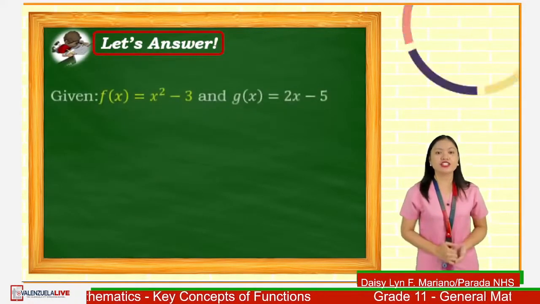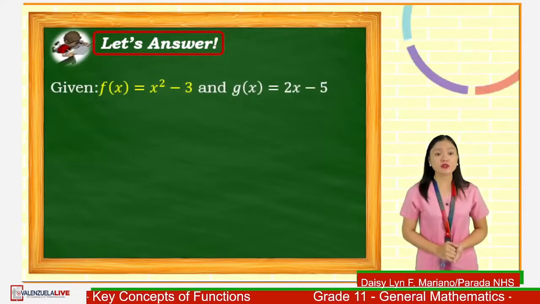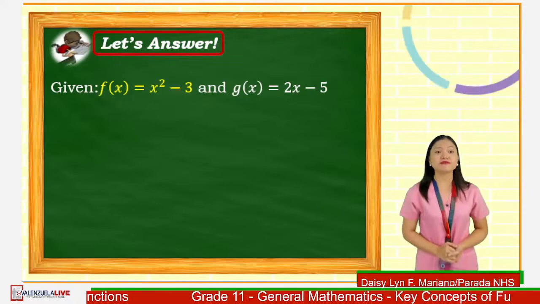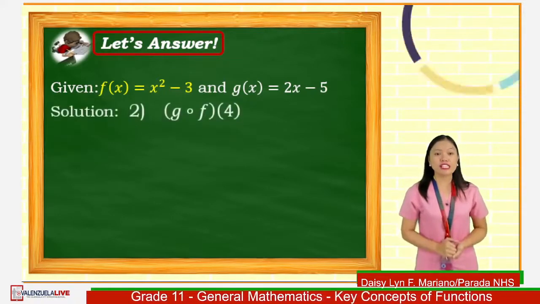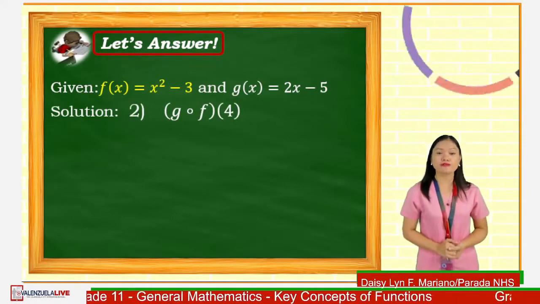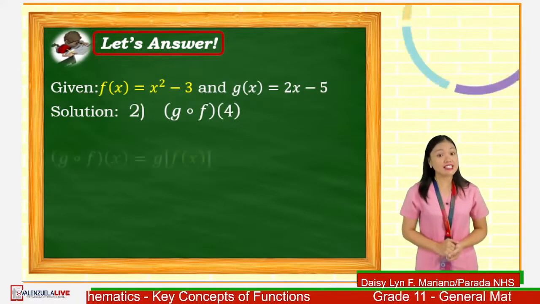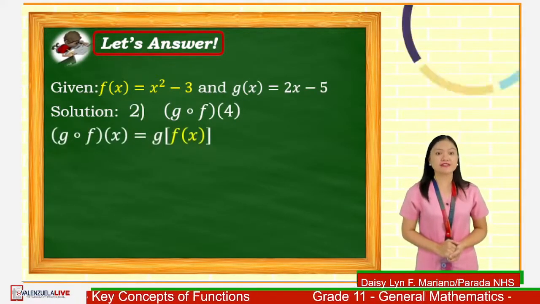From the given functions, f of x is equal to x raised to 2 minus 3 and g of x is equal to 2x minus 5. Let us compute for g composed with f of 4. First, we write g composed with f of x as g of f of x.